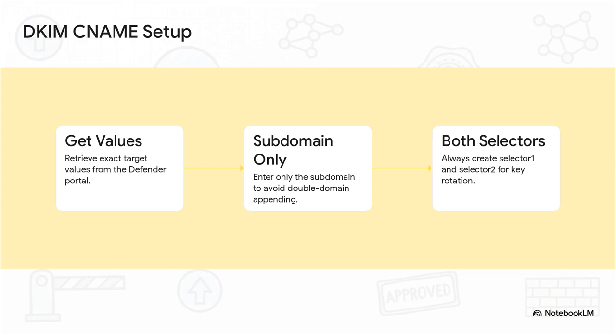And finally, always create both selector1 and selector2 CNAME records. Even though only one is active at a time, Microsoft absolutely needs that second one ready to go so they can securely rotate your cryptographic keys in the background.